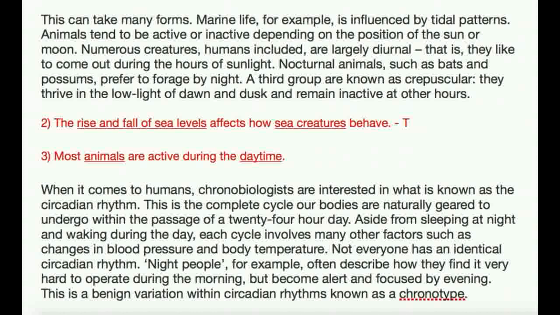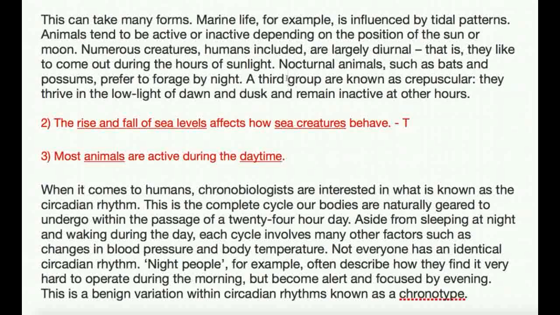Okay, so now we'll look at question 3. So most animals are active during the daytime. Now the answer we can see is here where it talks about animals who are active or inactive depending on the position of the sun or the moon. So numerous creatures, humans included, are largely diurnal, so that means they come out during the day. Other animals are nocturnal, which means they prefer to come out during the night. But however, are most animals active during the daytime?